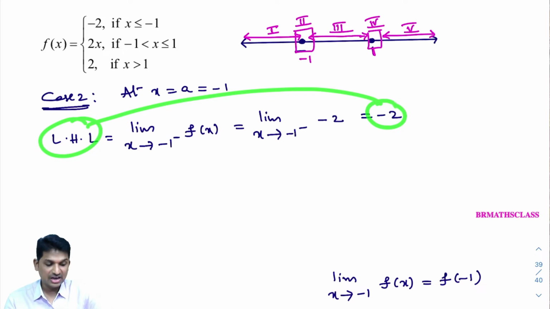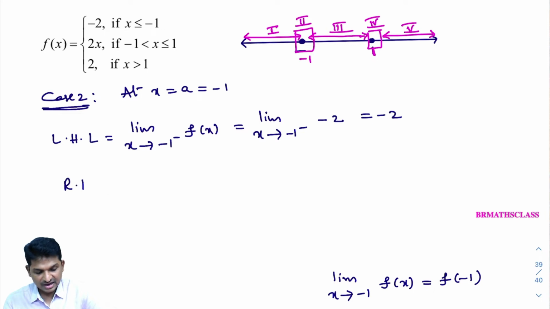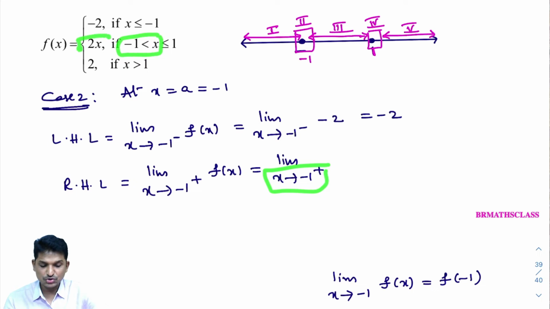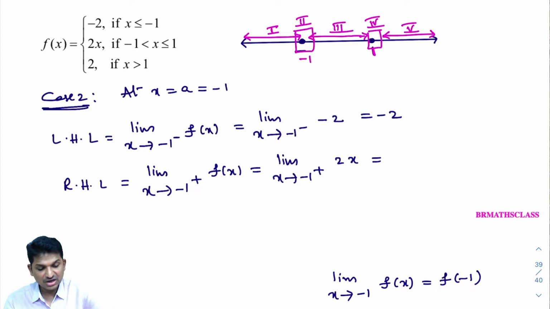Okay, now I'll calculate the right hand limit. Limit x approaches to -1 from right, f of x. X approaches to -1 from right means all x values are greater than -1. When x values are greater than -1, which function to choose? This is the function 2x, right? The function is 2x. So what I'll do now?